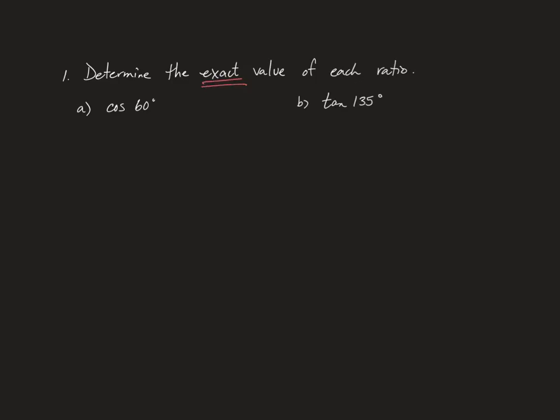If you'll take a look at problem 1, you'll notice that you could come up with approximate values for each one of these ratios, potentially, by using your calculator and pushing some buttons. Today, what we want to walk through is a way to come up with the exact value of each trig ratio with no technology. So let's take a look at the first one.